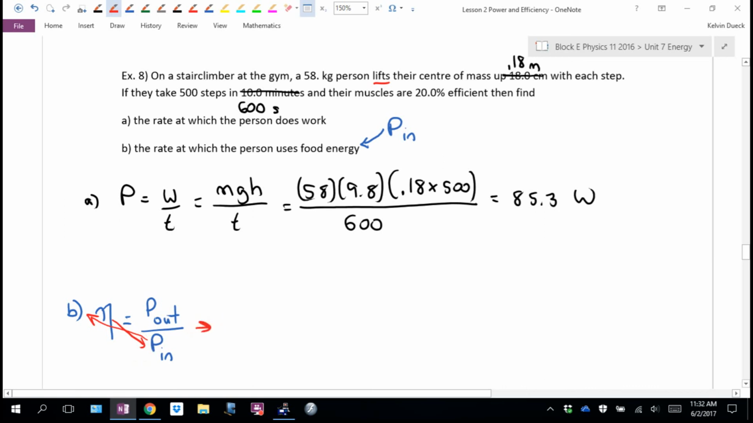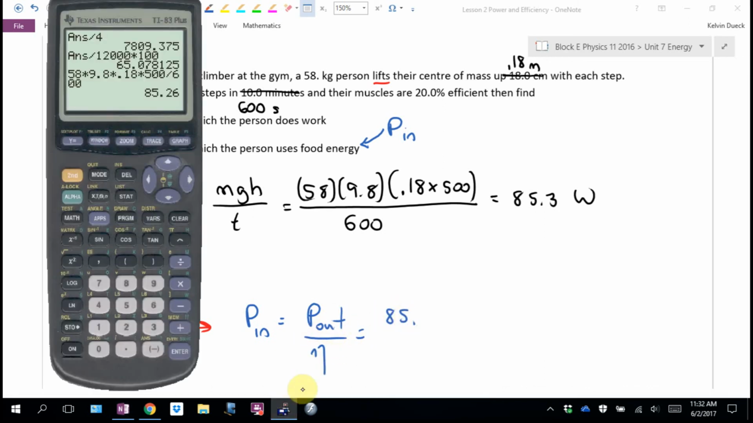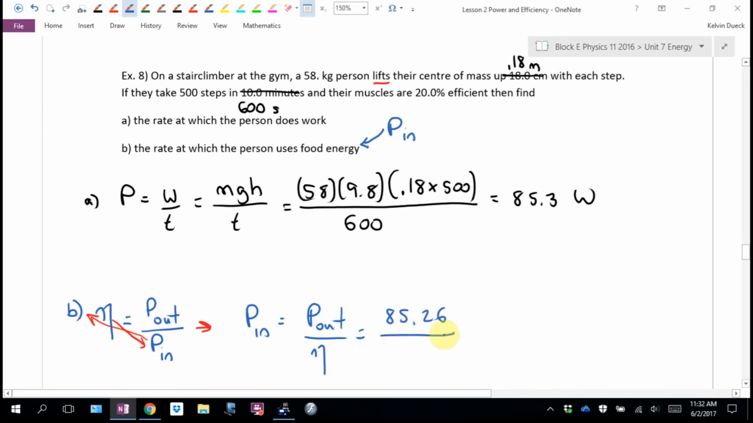And this is one of the benefits of exercise: when you're exercising, it's not just how much work you did in the exercise. Your body actually burned more energy than that. I think we're going to get, Kieran, correct me if I'm wrong, the power in, the rate at which the food energy is used up, is the power out divided by the efficiency. It's going to be 85.26 divided by, what's the efficiency, Kieran? I can't do math with a percentage. What am I going to put down on the bottom as a number? 0.2.